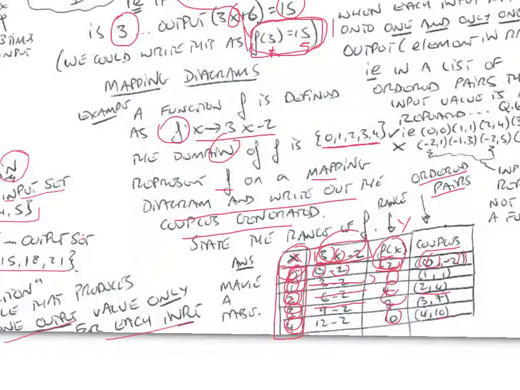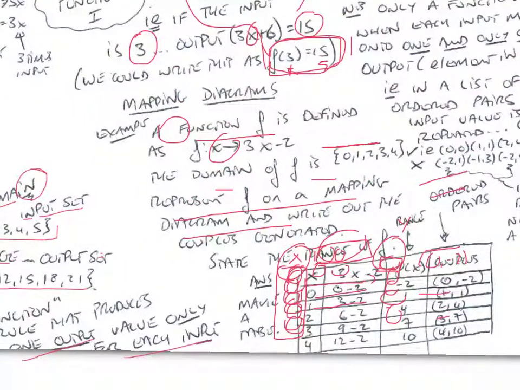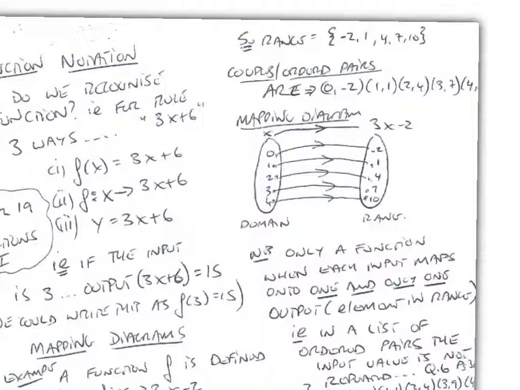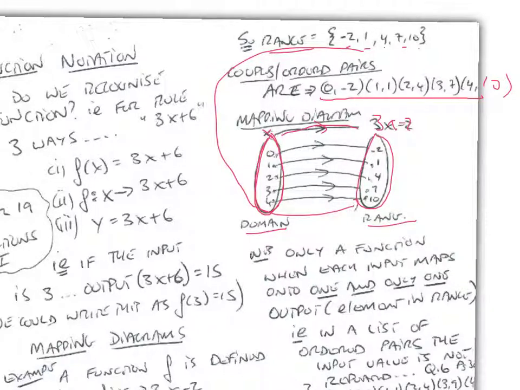So now let's look at a mapping diagram for that data. Okay, so from the table, the outputs or the range is minus 2, 1, 4, 7 and 10. And the couples that were generated are these couples here, and 4 and 10 at the end. So if we're to draw a mapping diagram, we draw the domain at this side, 0, 1, 2, 3, 4, and that's x. x goes to 3x minus 2, and on this side we put our range values. So that's minus 2, 1, 4, 7 and 10, and we simply map each x to its corresponding y, the domain value to its range value.